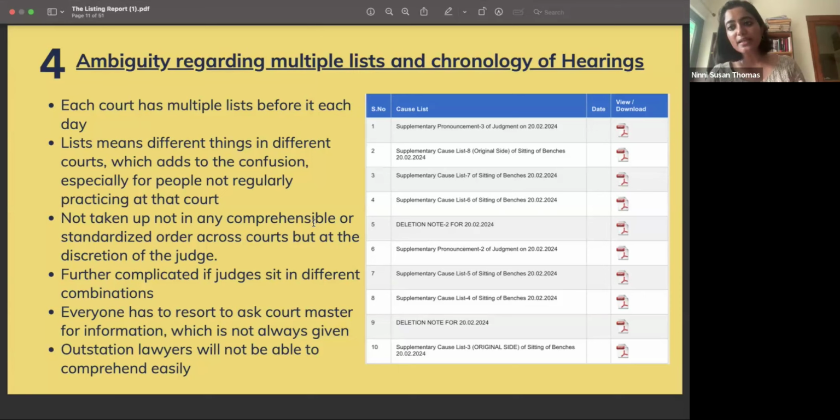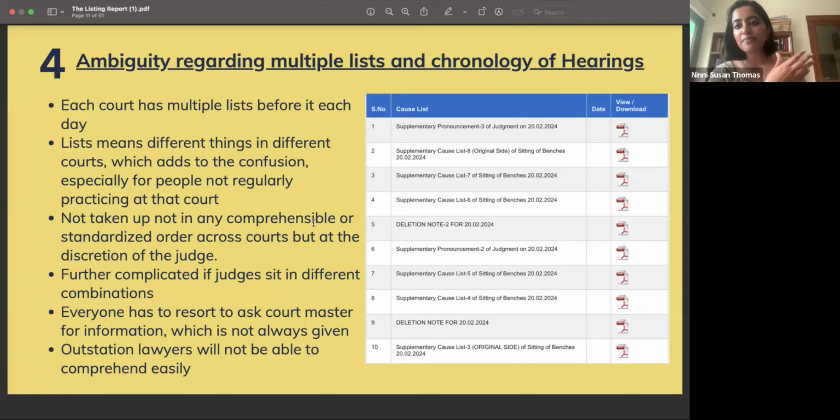We've recently seen, after the publication of the report, that the Supreme Court has started to do this sequencing, and this is easier for them because they don't have so many lists. They just have one or two lists where it will be mentioned on the Supreme Court display board. They will mention the sequence in which the items will be taken up.